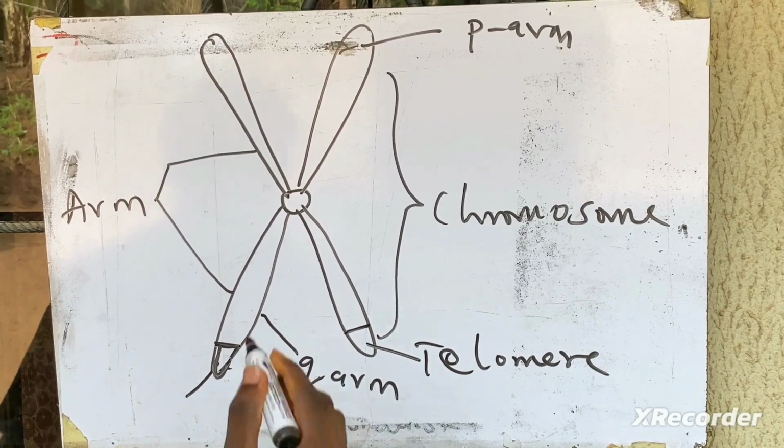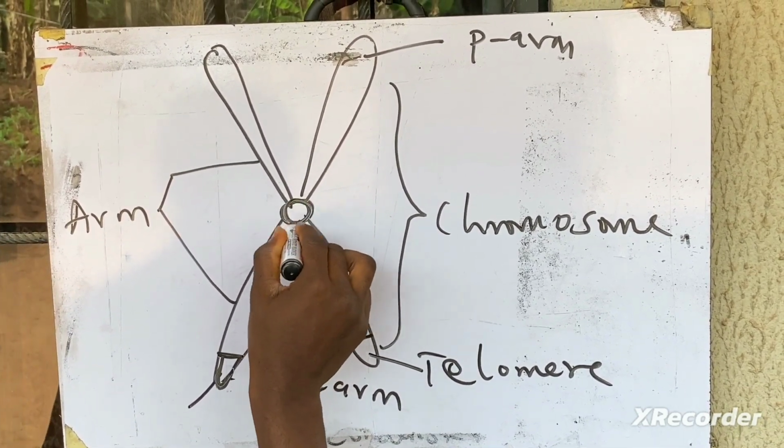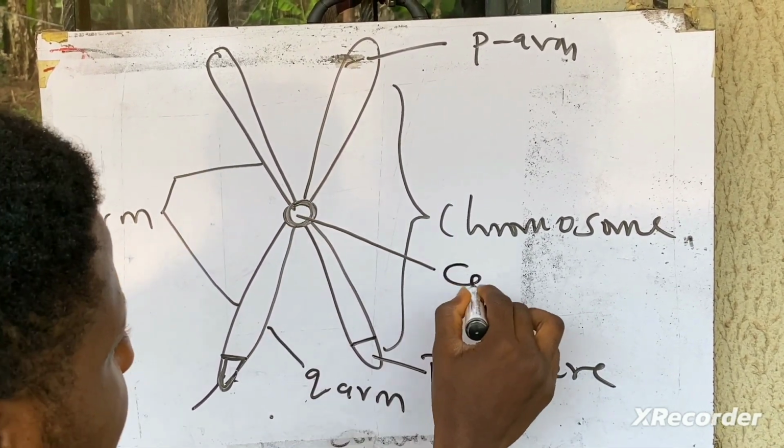So this tip end is called the telomere. Then what is this structure we are seeing here, this small structure at the center? We have this structure to be the centromere.